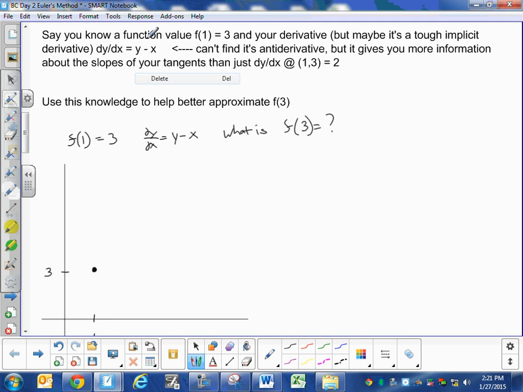So we're kind of stuck in a situation where I can't take the antiderivative, and I also can't find the area under the curve y minus x, because it's not a function, it's just an implicit equation, okay? But it gives me at least more information than just my slope at the point 1, 3 is 2. Like in the previous example, I said f prime of 1 is 2. Well, that's the same thing here. f prime of 1 will be 2. So if we have this equation of this derivative, we can use these linear approximations to get a fairly good approximation for f of 3.